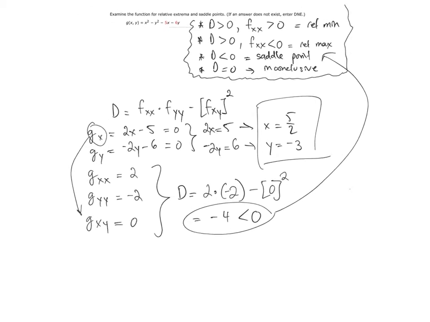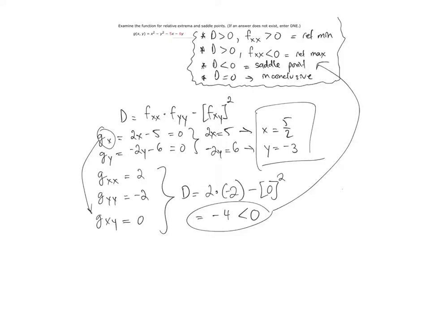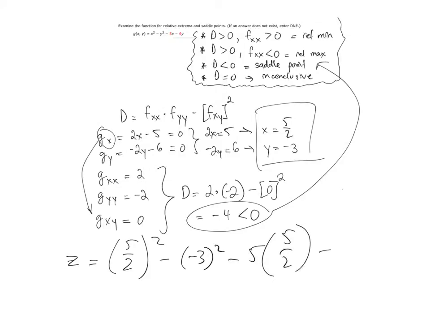So now the only thing that you have left to do is to find z. To find z, you will just plug x and y into the original equation. So you have 5 over 2 squared minus negative 3 squared minus 5 over 2 minus 6 times negative 3, and your z will be 11 over 4.